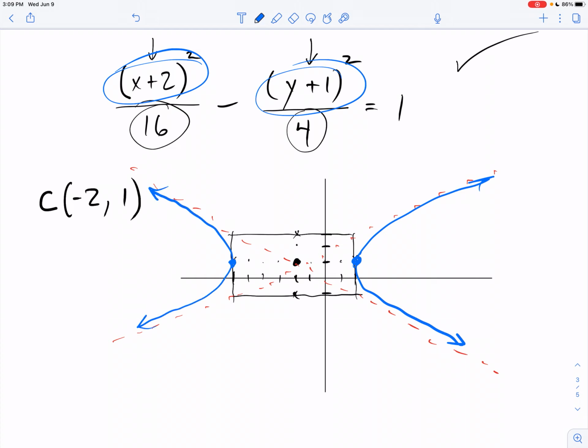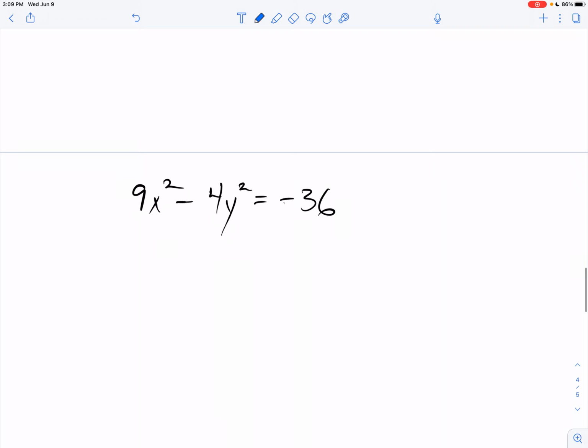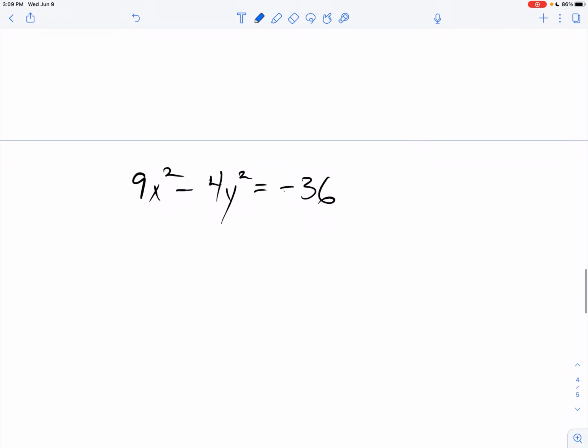I am giving you guys a crash course in this. I am not going through a lot of detail. Why? Because the problem on the packet does not ask you any more than sketch the graph. So that's what I'm just trying to get you guys to be able to do, sketch a graph. So here we go. See this one? I'm going to do this one, and then you're going to do the one on the packet.